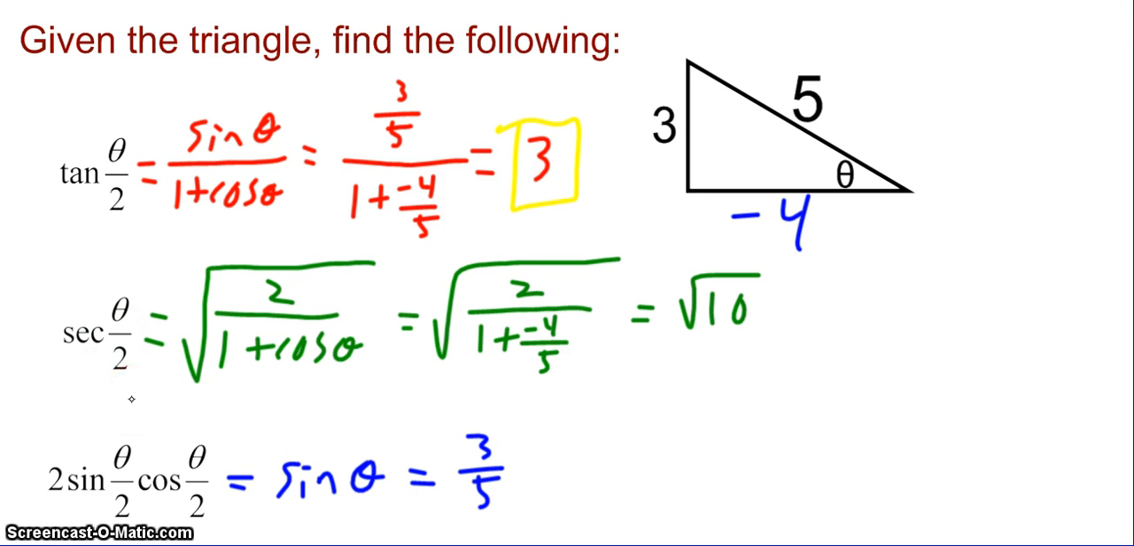Secant of theta over 2. Secant is the reciprocal of cosine. So since cosine of theta over 2 would be the square root of 1 plus cosine theta over 2, I just take the reciprocal of that. So secant of theta over 2 is the square root of 2 over 1 plus cosine of theta. Now plug in for cosine of theta, -4/5, simplify underneath the root, and I end up with the square root of 10.